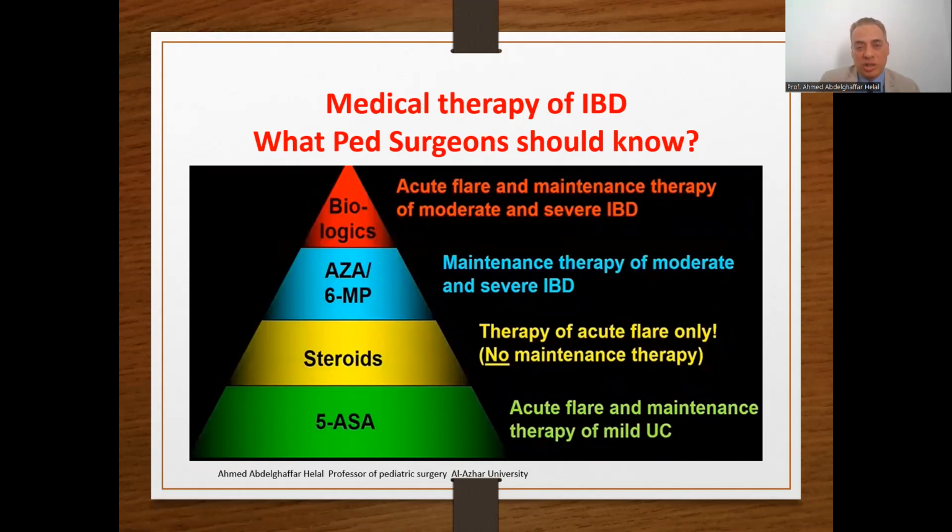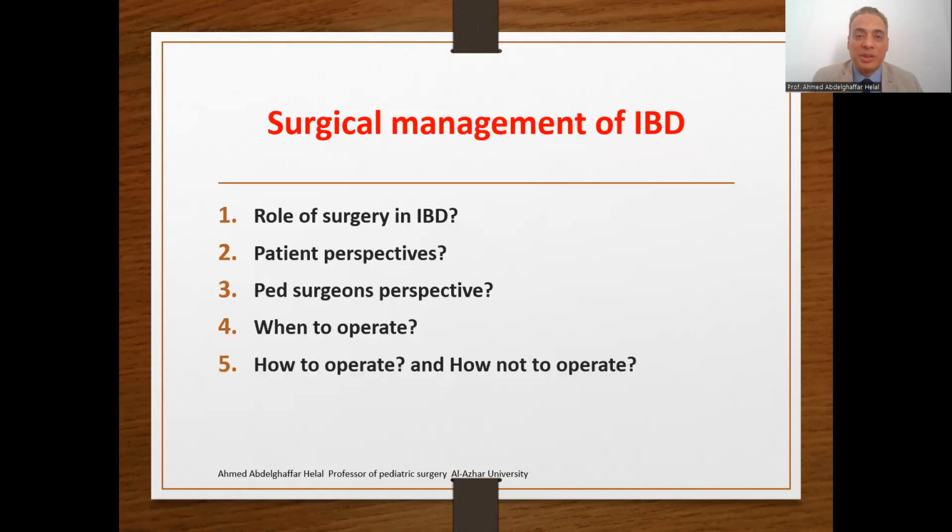they may be associated with increased infection, and are now considered carcinogenic, not recommended in children. The upper one is the biological drugs, used for acute flare and maintenance therapy of moderate and severe IBD, and there is more development, and there are other groups with a better safety profile. This is what the pediatric surgeon should know about medical treatment.